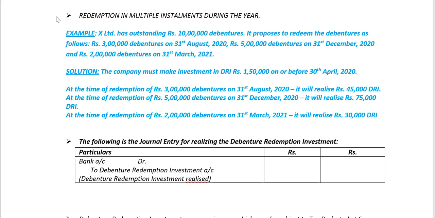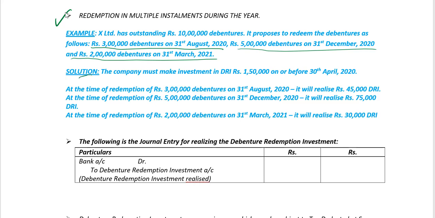We'll move on to the concept of redemption in multiple installments during the year. We'll understand this by means of an example. Let's say X Limited has outstanding rupees 10 lakh debentures. It proposes to redeem the debentures as follows. Rupees 3 lakh debentures on 31st March 2020. Rupees 5 lakh debentures on 31st December 2020. And rupees 2 lakh debentures on 31st March 2021.